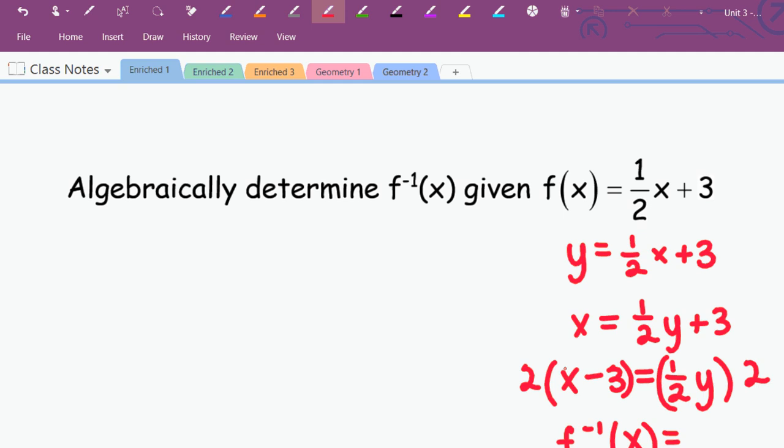Careful. Multiply by 2. We can give it out as 2x minus 6 or 2 times x minus 3. Either one of those. Do we have any questions on that part? If we graph it, these should be reflections of each other over the line y equals x.